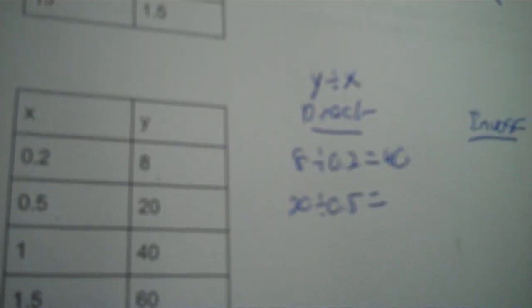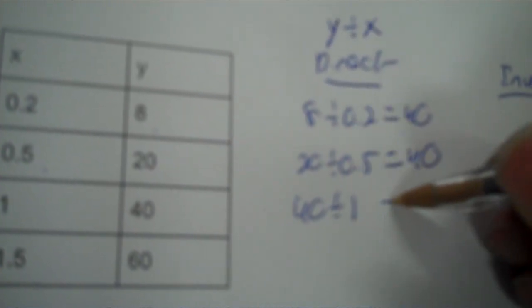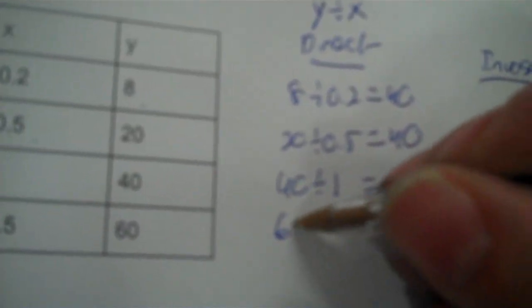Next problem. Direct, inverse. We check to see if it's direct first. You just take the y divided by the x. So 8 divided by 0.2. The division has to be in that very order. Division's not commutative. It's always the y divided by the x. So that's 40. Then I take the 20 and divide it by 0.5, and that's 40. Thinking we're on to something here. Then I take the 40 divided by the 1, which is 40. Then I take the 60 divided by the 1.5, and that's also 40, so it's direct.